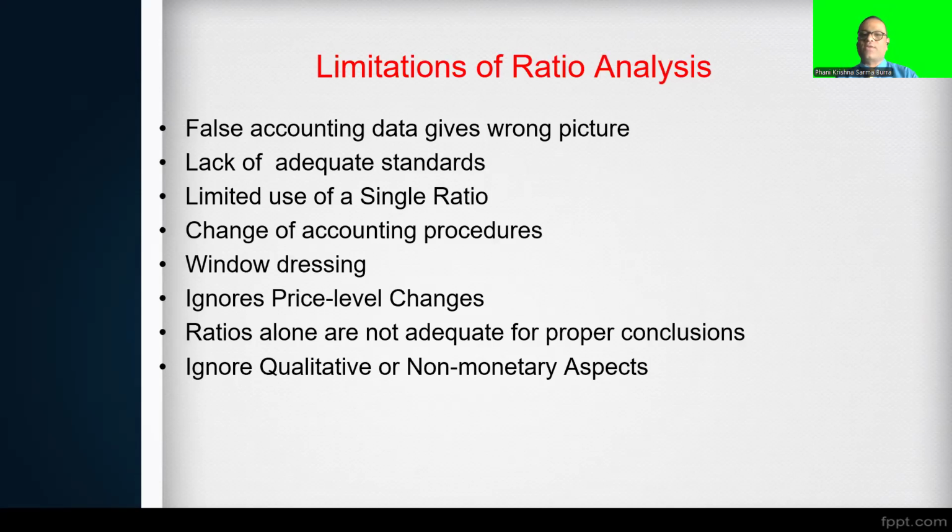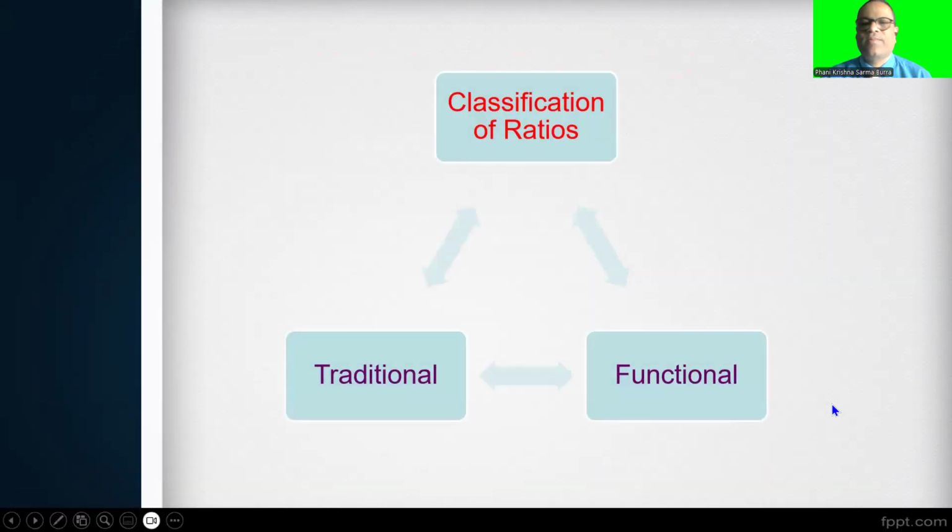False accounting data gives a wrong picture. Lack of adequate standards, limited use of a single ratio, a change of accounting practices, procedures and practices, window dressing, ignores price level changes, ratios alone are not adequate for proper conclusion, ignore qualitative, non-monetary aspects.